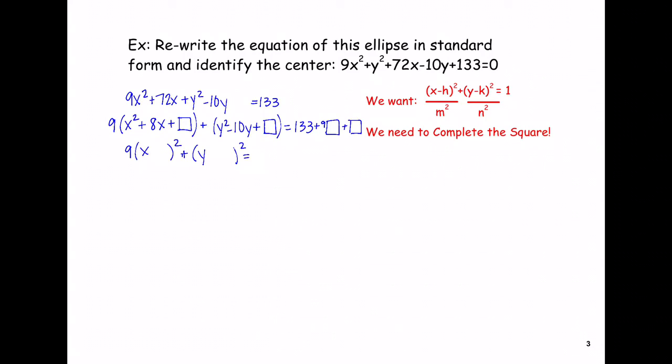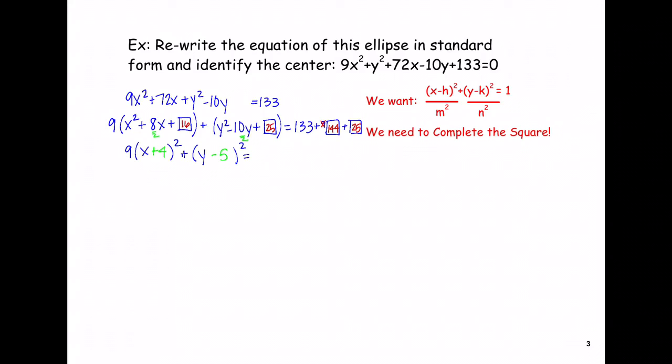b divided by 2 gives us a positive 4. 4 squared is 16. 16 times 9 gives us a 144 in this box. I cross out my little 9 to make sure that I did in fact multiply. Negative 10 divided by 2 is negative 5. Negative 5 squared is 25.